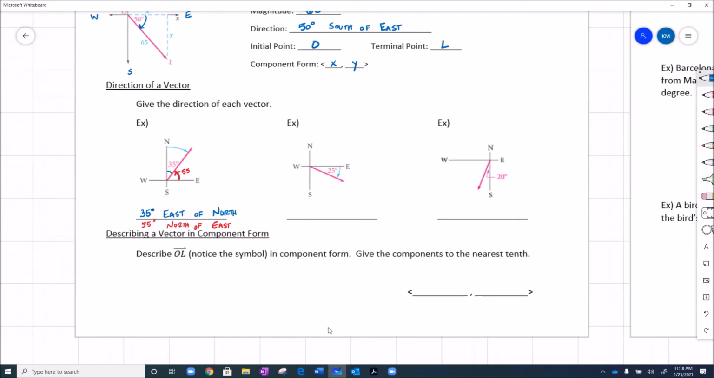Okay, so typically though, we focus on just naming it the way that they've given us the information. So our second example, you can try that out. Asks us to find the direction of this vector. And so we would call this one 25 degrees south. And the last one, we'd call this 20 degrees west of south.